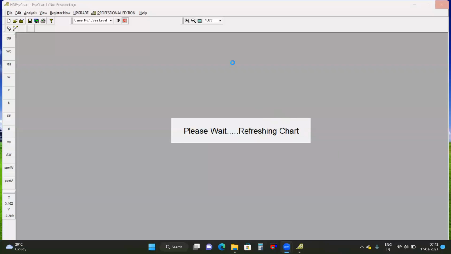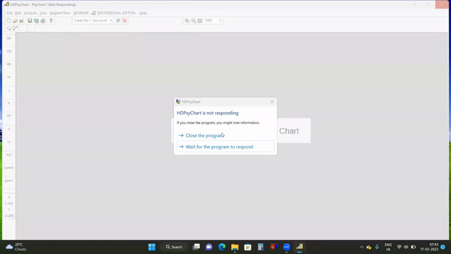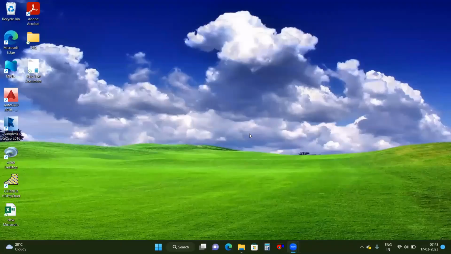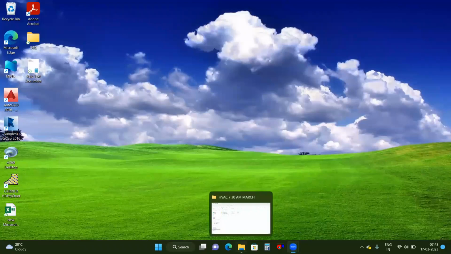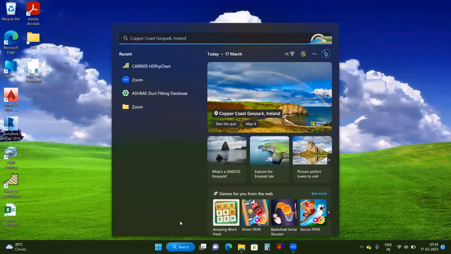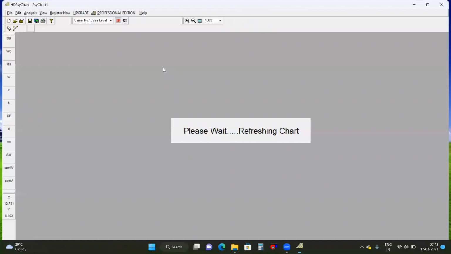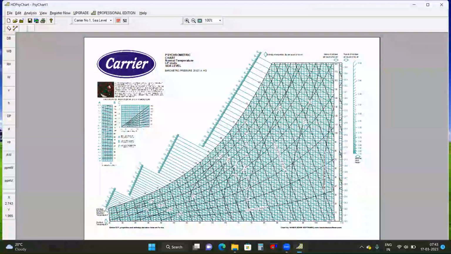Sir, in our last class we saw the manual method of calculating the psychrometric calculations. We also have software so that we can easily check the different properties of the moisture. The software is the Carrier psychrometric chart. I will also share the link to download this after the class.